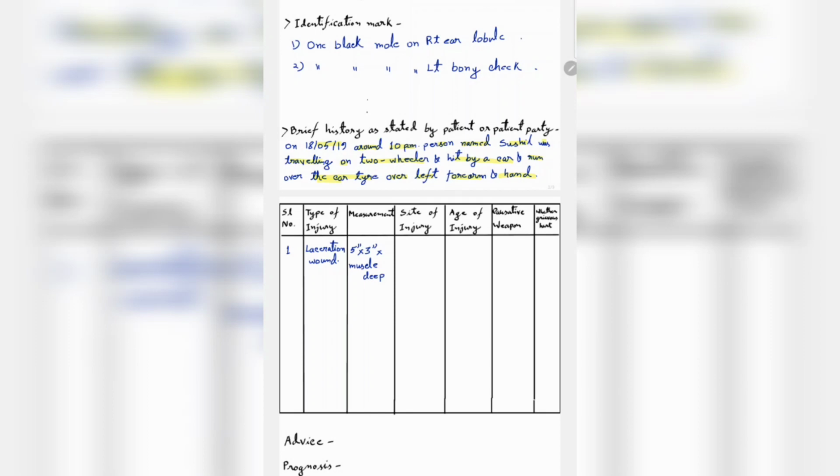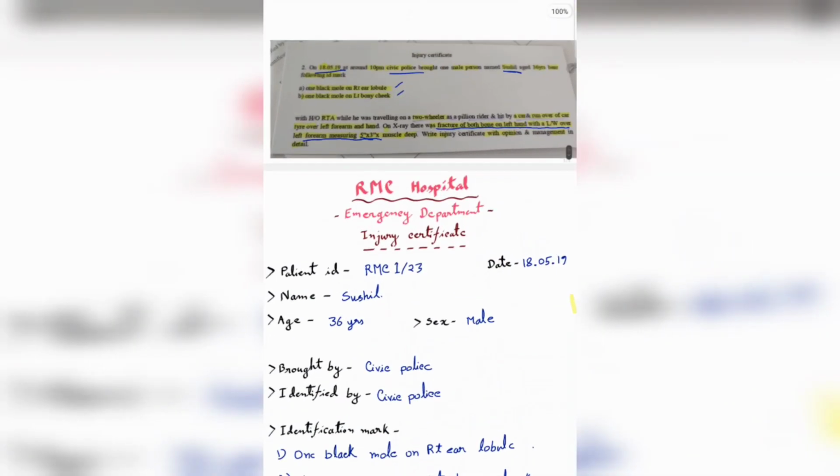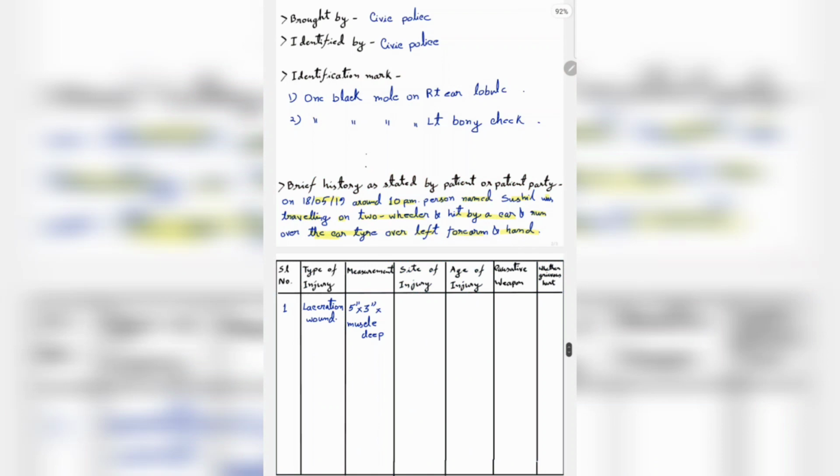And next is site of injury. Let's see, the site of injury is the left forearm. So the left forearm is the site of injury. Then the age of injury. Next, the age of the injury.